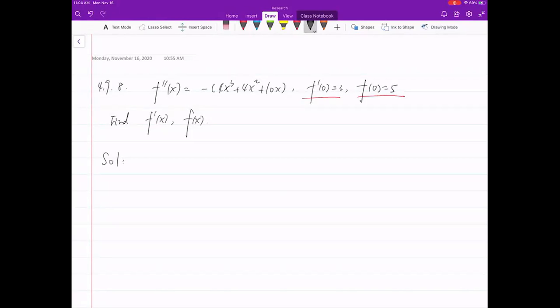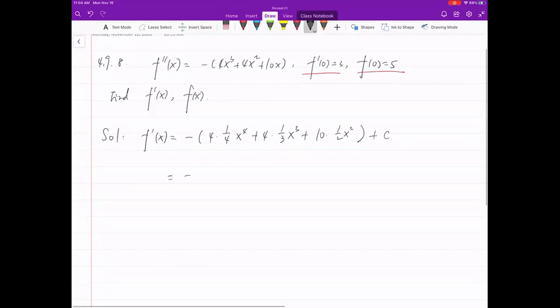Now, if you have f double prime of x here, you just take the antiderivative to have f prime of x, which is negative, x to the fourth. Let me do this. Negative 4 times x to the fourth times 1/4 in order to have x cubed, plus 4 times x cubed times 1/3, plus 10 times x squared times 1/2, plus a constant. That is negative x to the fourth plus 4/3 x cubed plus 5x squared plus c. That will be your f prime of x.